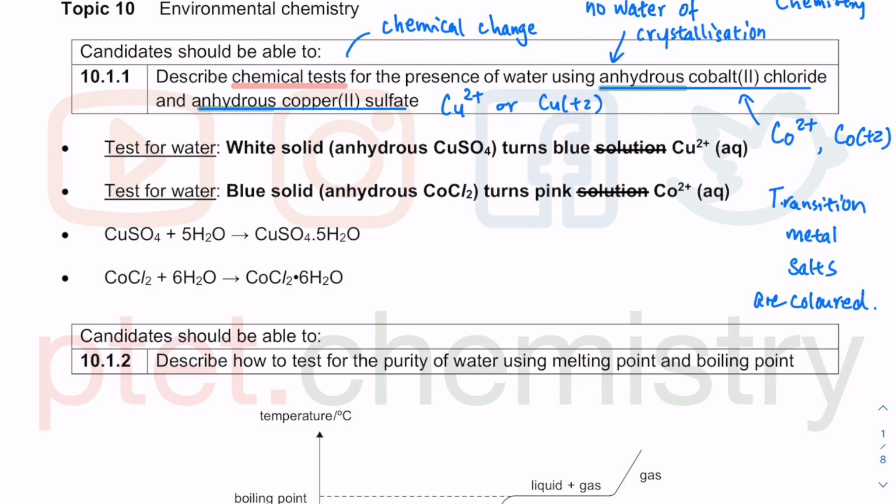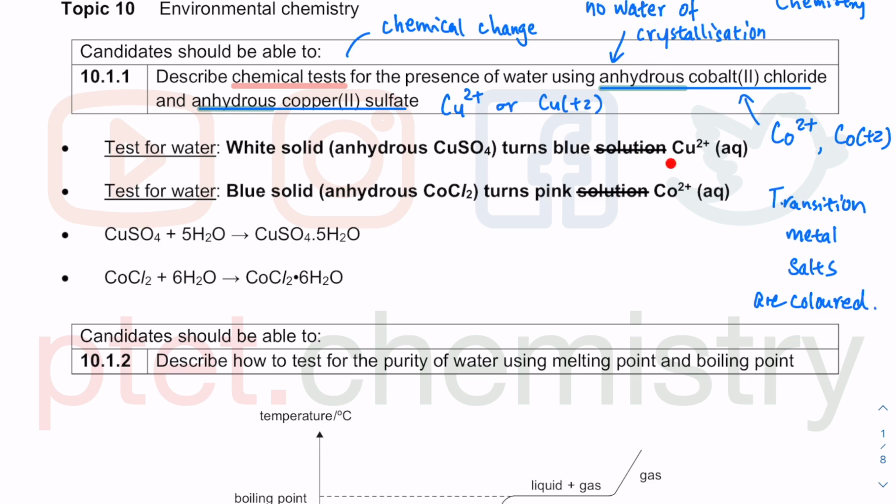So first bit, the test for water, we can use this white solid, which is anhydrous copper 2 sulfate. Do not get confused between the color changes. We know that copper 2 plus in solution, this was part of qualitative analysis, test for cations, is a blue solution, very commonly asked in the electrolysis topic as well. But then copper 2 sulfate hydrated is also a blue solid, when we crystallize copper 2 sulfate crystals from the saturated solution.